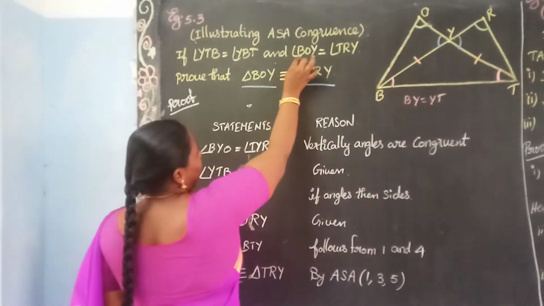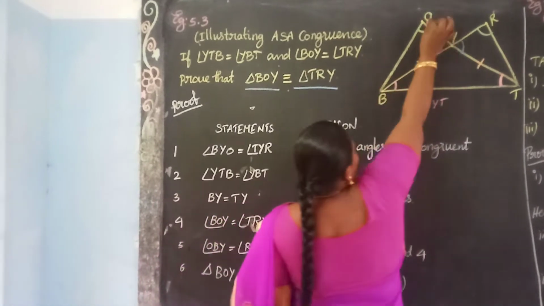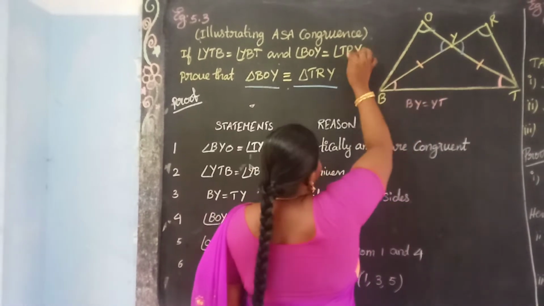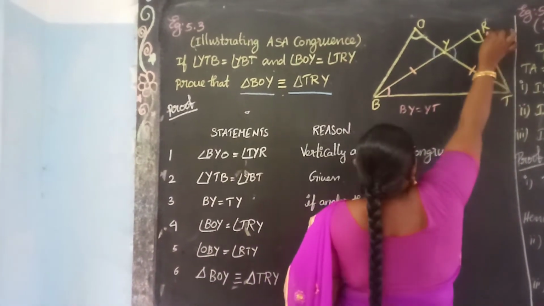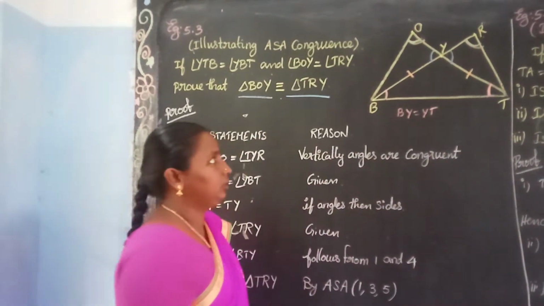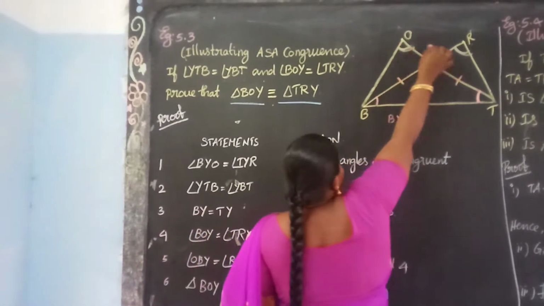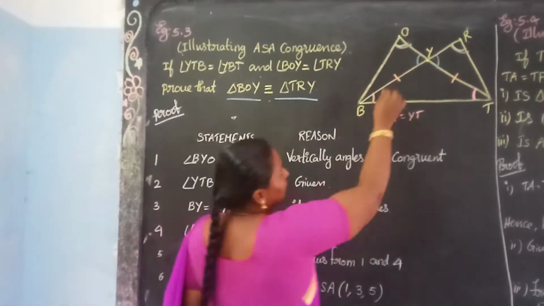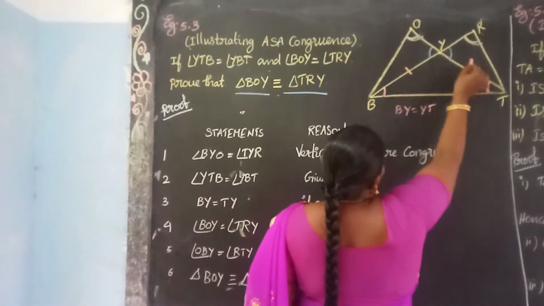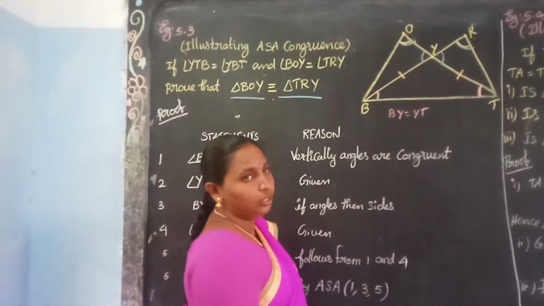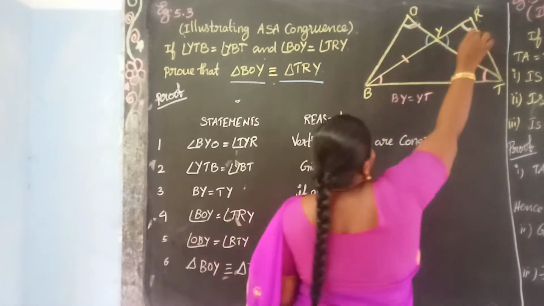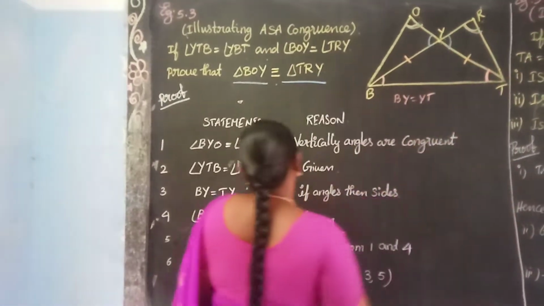Next, what they have given: angle BOY and angle TRY. That is this angle and this angle are equal, and both are given. Now, OYB and RYT are vertically opposite angles. We know vertically opposite angles are equal. So angle OYB is equal to angle RYT. That is what I wrote here.